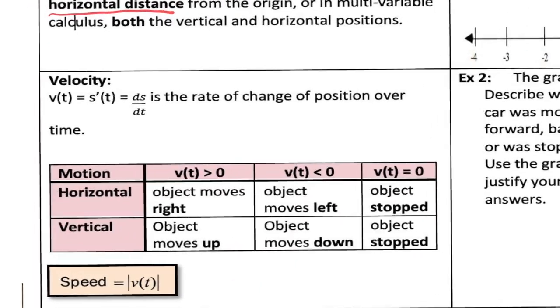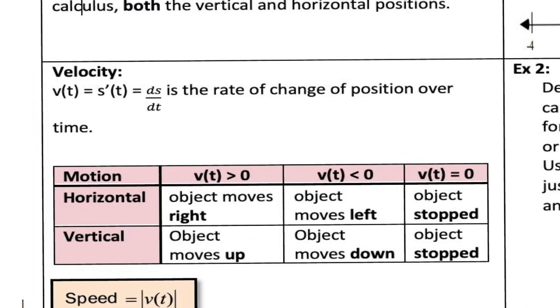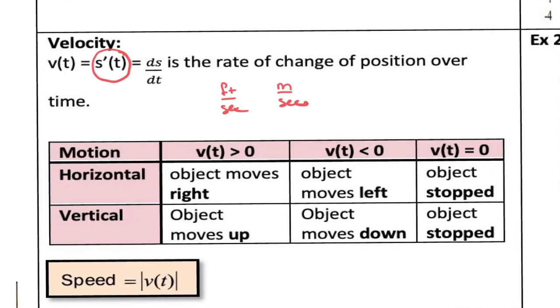Now, velocity is the rate of change of position over time. And so that would be the derivative of your position function, or ds/dt. Velocity is often measured in feet per second or even meters per second. There are various ways to measure velocity, but it's always going to be some sort of position divided by time.